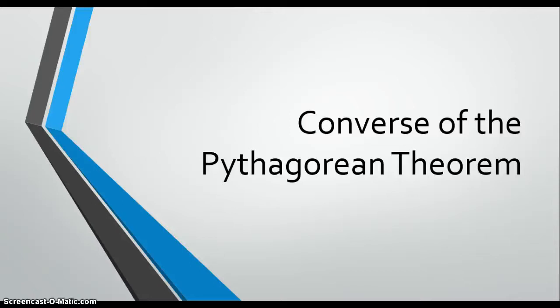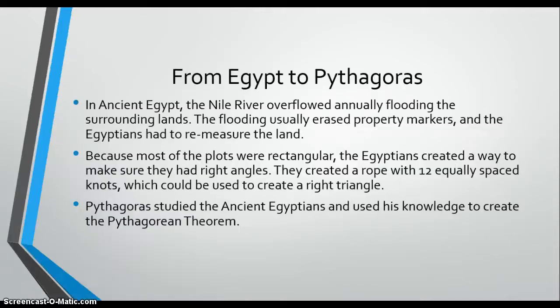Okay, tonight we're going to learn about the converse of the Pythagorean theorem. So before we do, just a little bit more history on the Pythagorean theorem. In ancient Egypt, there was the Nile River and it overflowed annually, flooding the surrounding lands. Well, this caused a problem because the Egyptians marked property, and the flood usually erased those markers. So they had to remeasure the land after the flood.